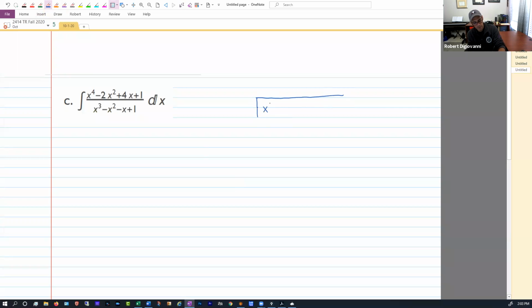x to the 4th plus 0x cubed, because I don't have an x cubed, minus 2x squared plus 4x plus 1. On the outside, x cubed minus x squared minus x plus 1.